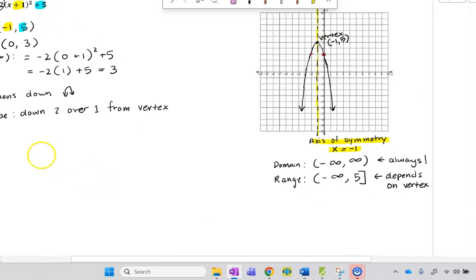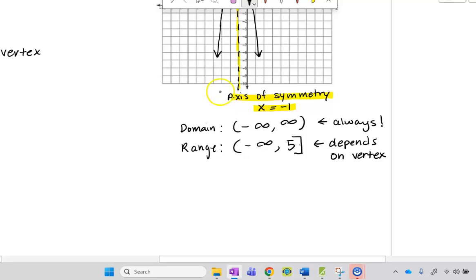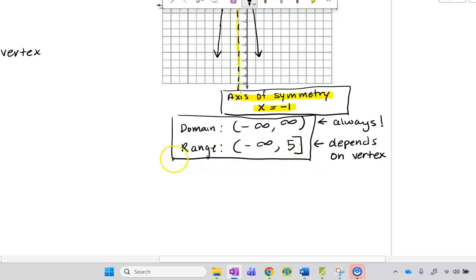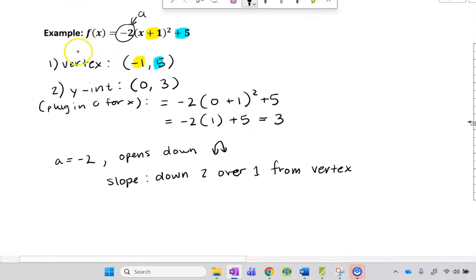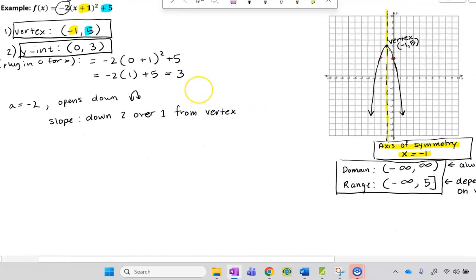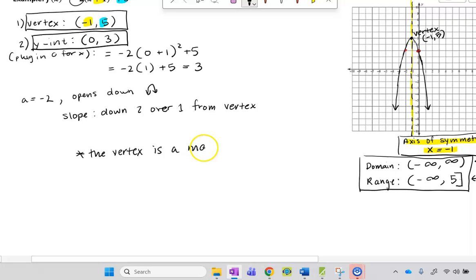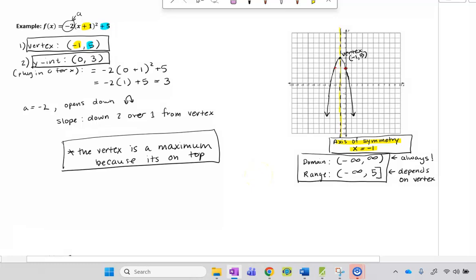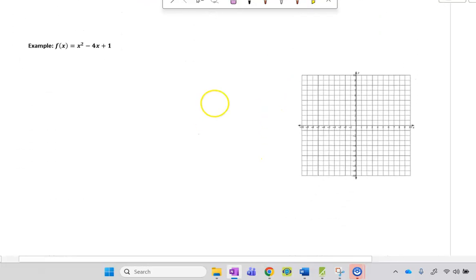The last thing you're going to be asked for, because now we have our axis of symmetry, which is important. We have our domain and our range, which you'll always be asked for. We know the vertex. We know the y-intercept. But the last thing that you're going to be asked for is whether the vertex is a maximum or a minimum. The vertex is a maximum on this graph because it's on top. And that is how you can graph a parabola with no table when it's in vertex form. We have one more to do on this paper, and then we move on.